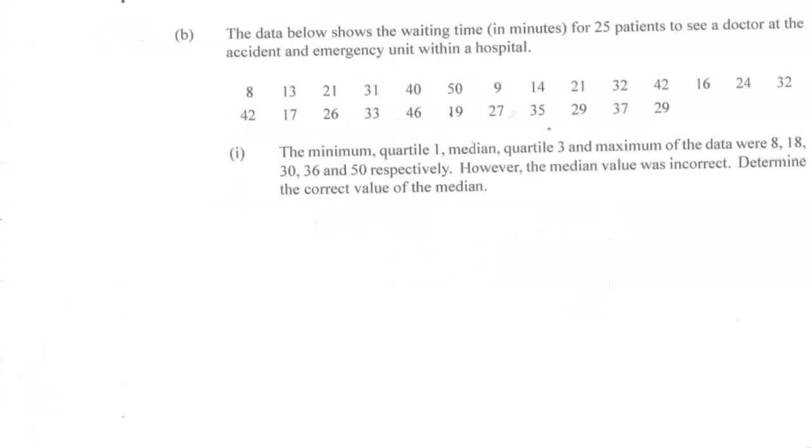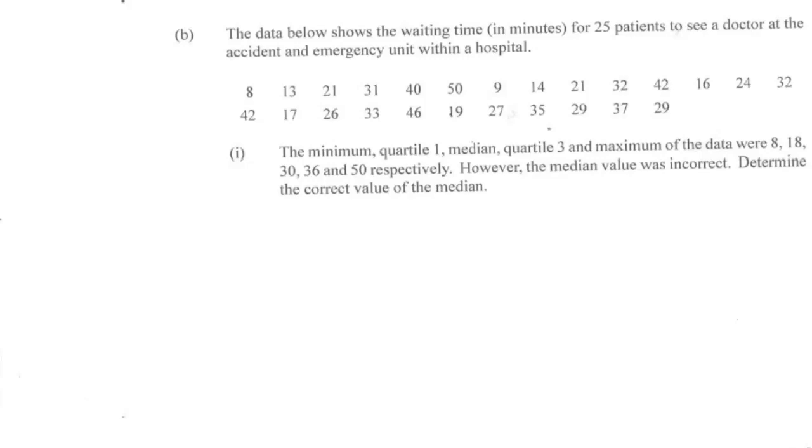Next, the data below shows the waiting time for 25 patients to see a doctor at the accident and emergency unit within a hospital. And there are values for the 25 patients from 8 to 29. The minimum, first quartile, median, third quartile, and maximum of the data were 8, 18, 30, 36, and 50 respectively. However, the median value was incorrect. Determine the correct value of the median.